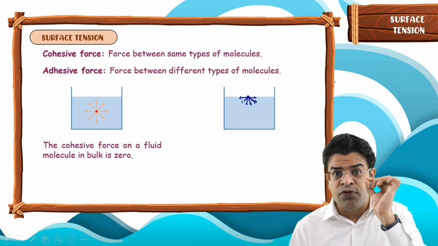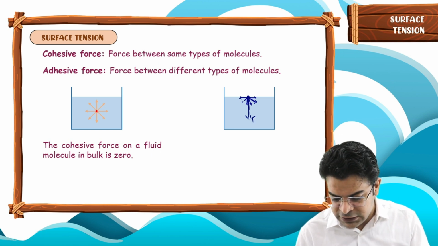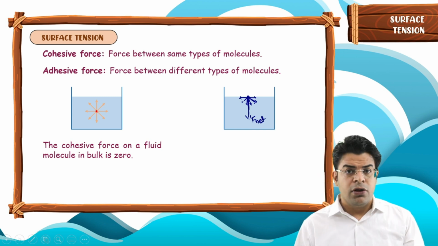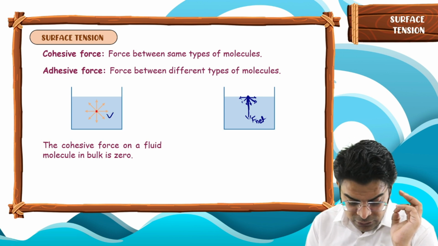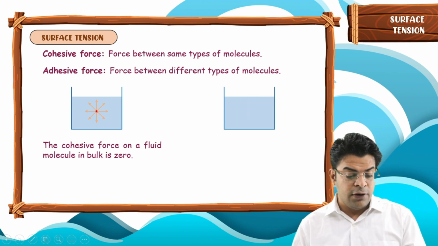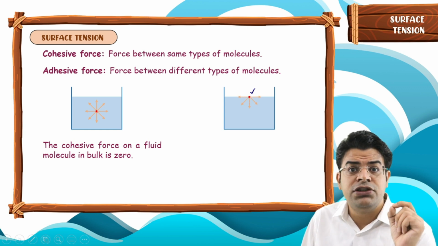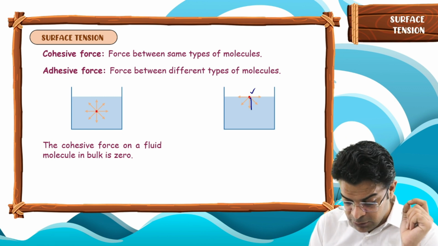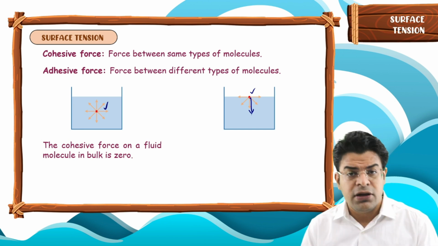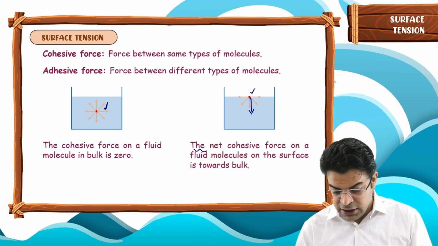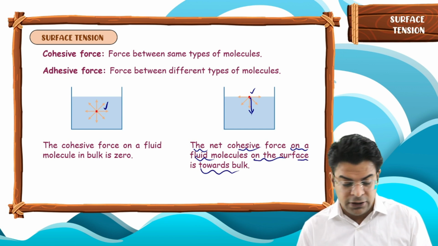And the direction of the net cohesive force, because of symmetry, will be downward. So what I tell students is that for a fluid molecule present in the bulk, the net cohesive force is zero. And for a fluid molecule present on the surface, the direction of the net cohesive force is towards the bulk. Remember this.